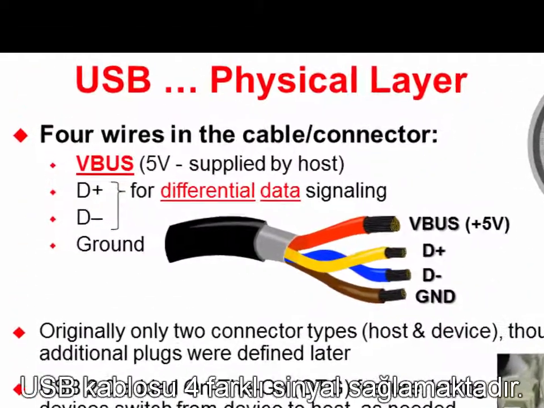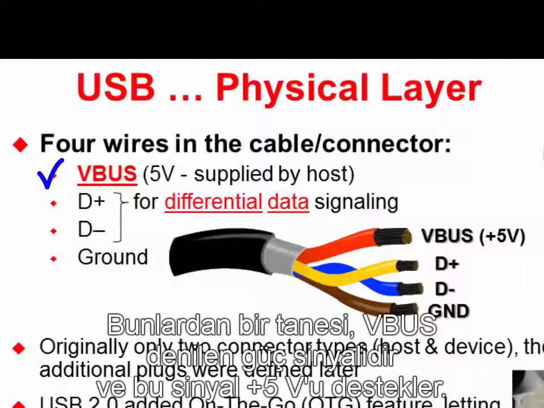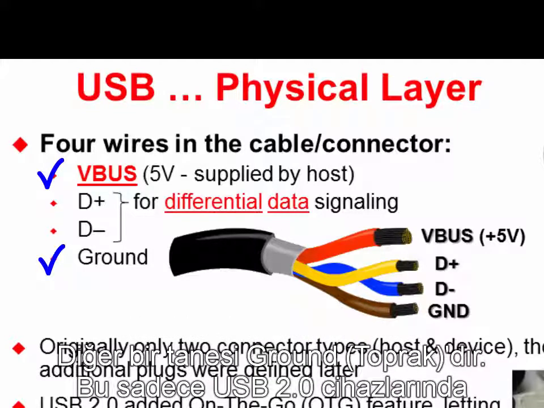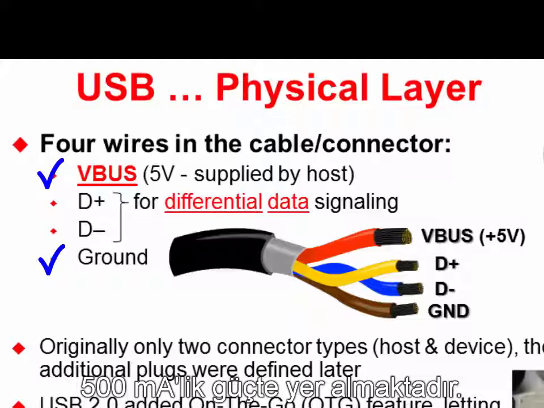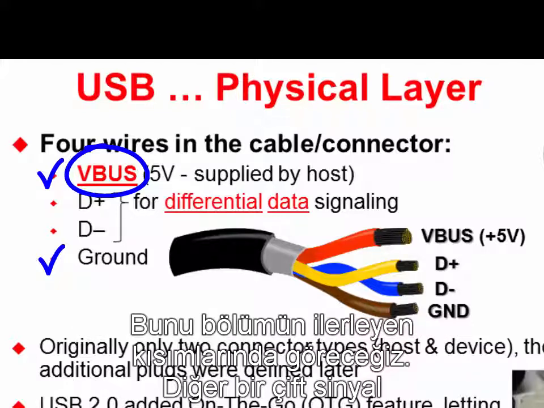As shown here, the USB cable provides 4 different signals. Of the first two, one is the power signal, called VBus, and is a plus 5 volt supply, and the other provides ground. Not only does this pair provide USB 2.0 devices with up to 500 milliamps of power, but bringing the signal high is how the host begins communicating to a device. We'll see more about this later in the chapter.